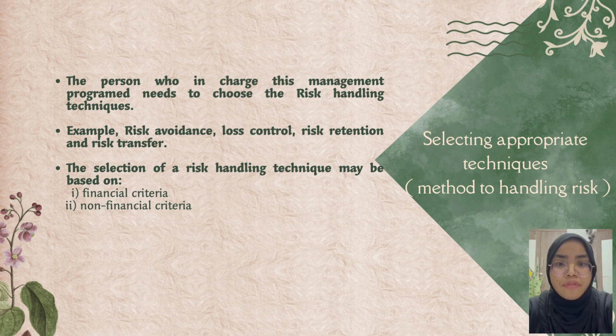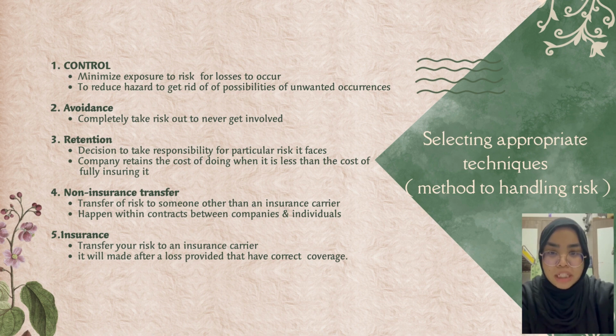The selection of risk techniques is based on two criteria, which are financial criteria or non-financial criteria. The financial criteria consider how the choice will affect the organization's profitability or rates of return. The non-financial criteria include the humanitarian aspect and legal requirements. There are five methods of handling risk, which are control, avoidance, retention, non-insurance transfer, and insurance. For control, we can minimize our exposure to risk as we limit the opportunity for loss to occur. An example of control would be installing a security system at a business place to dissuade intruders from committing the crime.